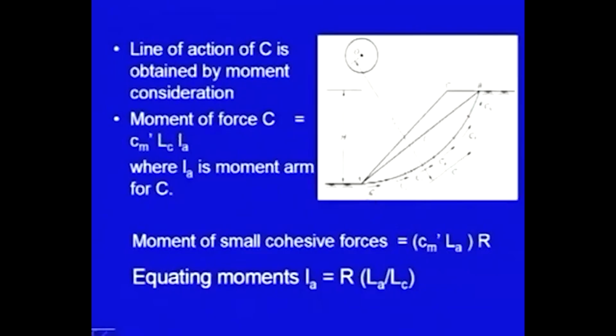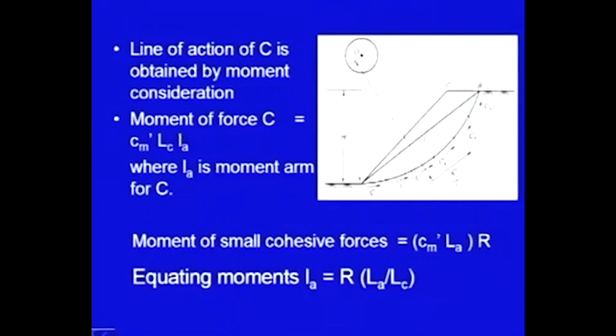What I have done here is take the total arc length. If you take them separately, it will be Cm' into L1, let us say L1 is this small length, then Cm' into L2 and so on. So, this complete length is La. When we sum up, the total resistive moment of the cohesive forces will be Cm' into this length of arc into radius. And when it is in equilibrium, these two values have to be equal.